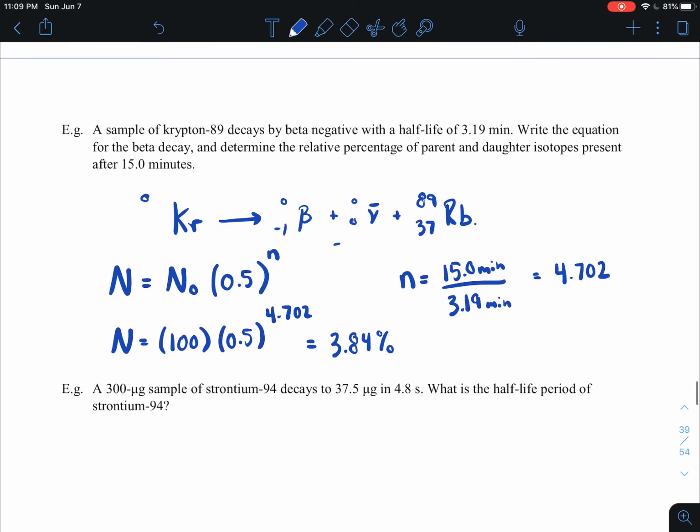That's what's left of the parent. So in other words, this is the percentage of the parent. 100% minus that would then give us the daughter. So percent of daughter would then be 96.2%.